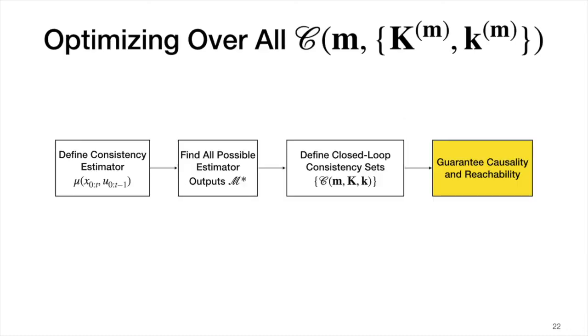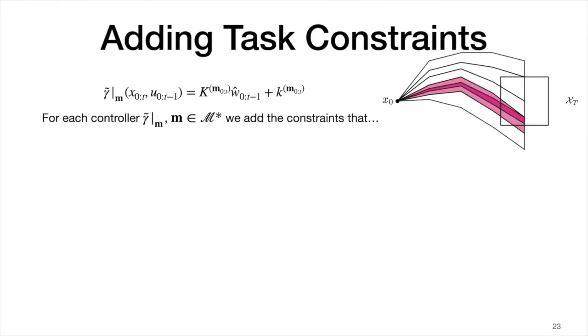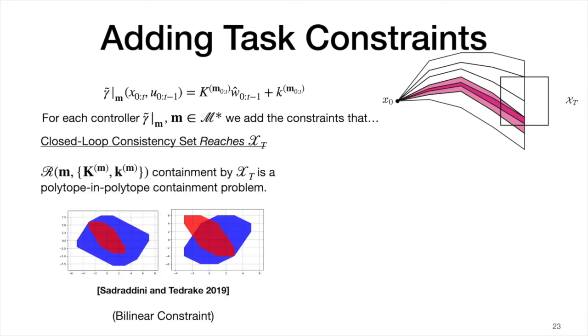We can incorporate the closed-loop consistency set into an optimization problem that solves our task. But to do this, we need to add some extra constraints. The adaptive controller can be thought of as a collection of these disturbance controllers, one for each bold M inside of the profile M star. And the constraints we need to add onto this collection are first, that the controller gains for each sequence bold M bend that sequence's closed loop consistency set into the target set X_T.